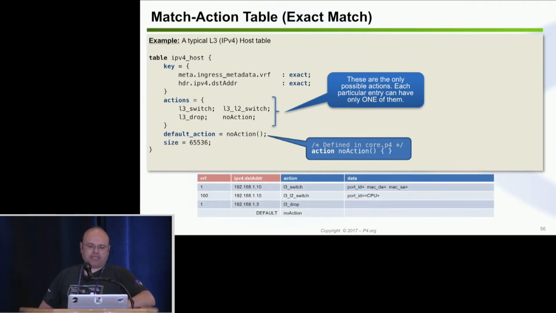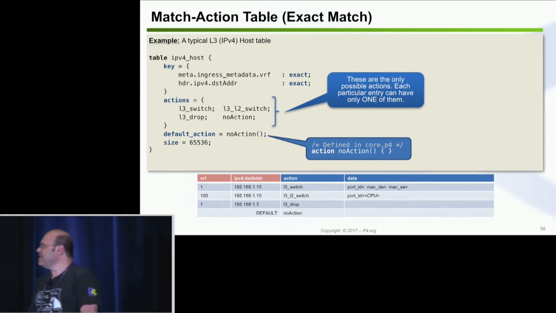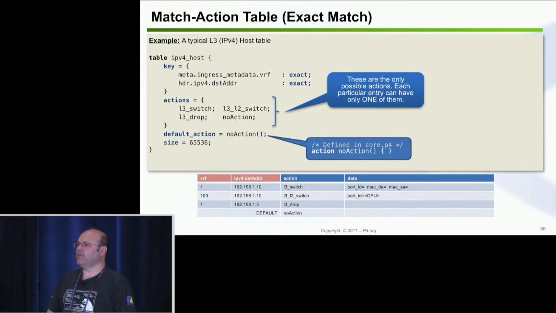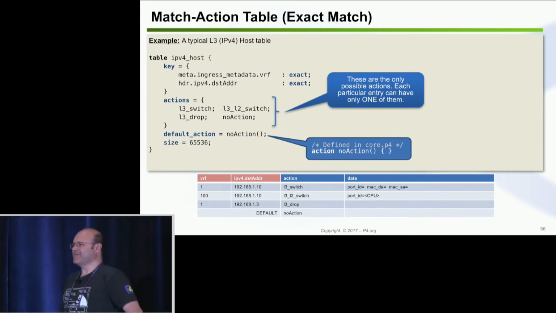And that's how the table will logically look like. So this is the key portion, the VRF and the destination IP address. This is the action for a given entry, and this is the action data, which depends on which action we chose. The question is, if you decrement the TTL in the IP header, when do you update the checksum? The answer is, we'll talk about that later in this presentation.